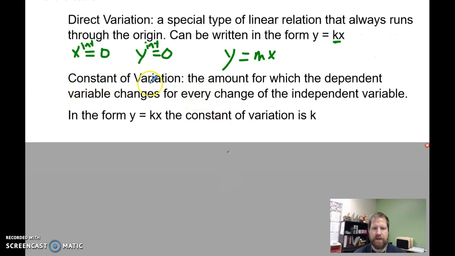Constant of variation is basically the slope. It's the amount that your dependent variable is going to change for all the change that your independent variable makes. If I increase x by 1, y is going to change by 1 times m. And again, the constant of variation in this form should be k.